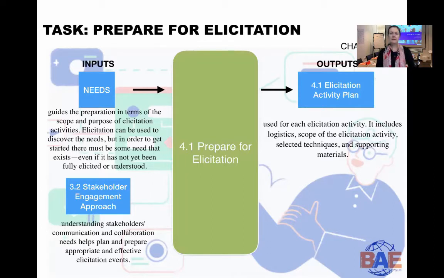So if you think about it, when you are starting to plan for elicitation, it is important for you to have an idea of what the needs are. Although we'll be doing a lot of diving into the specifics of the needs and formulate requirements and identify requirements during the elicitation, we have to have a general idea of what this is about in order to guide our preparation. So in terms of the BABOK guide, they are saying that it guides the preparation in terms of the scope and the purpose of elicitation activities.